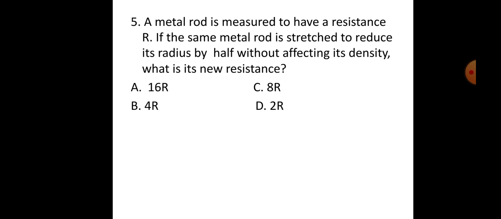Next, question number 5. A metal rod is measured to have a resistance R. If the same metal rod is stretched to reduce its radius by half without affecting its density, what is its new resistance? We have a rod, and if the same rod is stretched so that its radius is reduced by half, what is the new resistance?